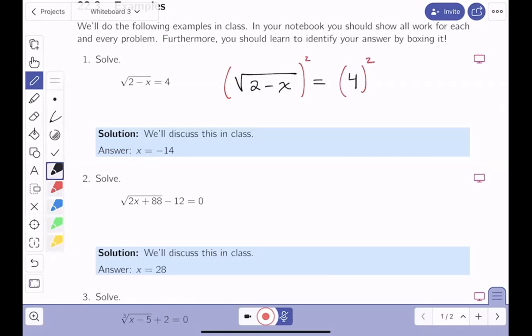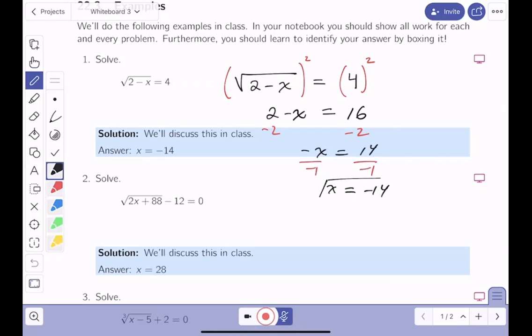And what's nice about that, it's really simple. You get 4 squared, which is 16. And when you square that radical, you just get 2 minus x. What am I going to do now? I'm going to subtract 2 from both sides. And what do you get? You get minus x equals 14. Divide both sides by minus 1, and you're going to get x equals, I'm sorry, minus 14. I'll write that down for you.